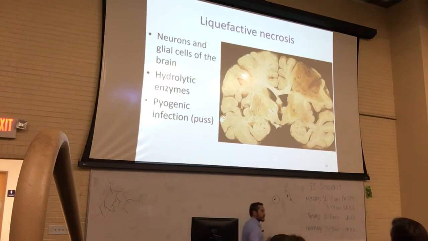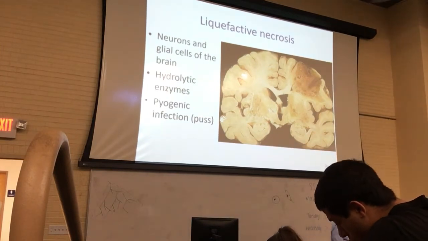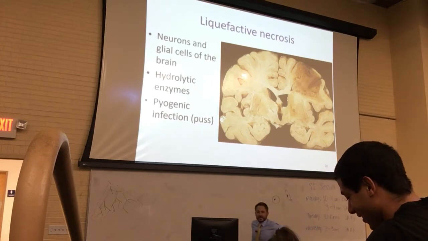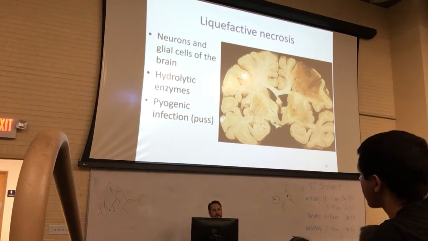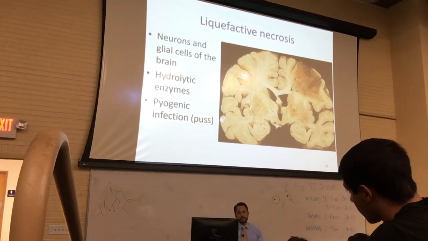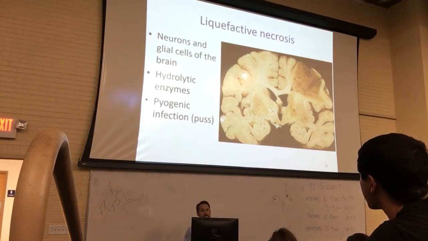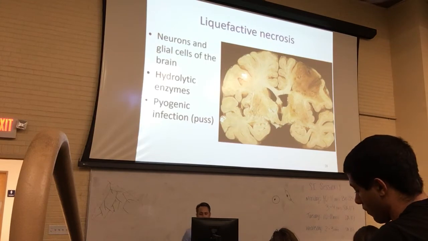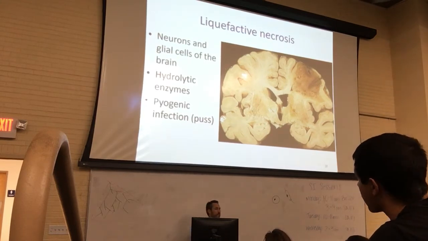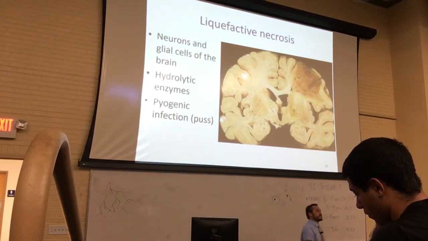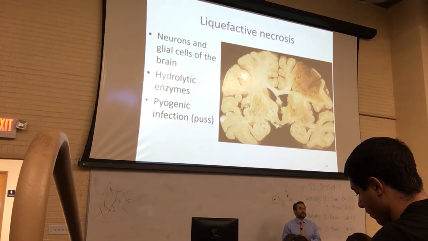Second type of necrosis, liquefactive. Who made up the name? I don't know, I don't have the detail. But liquefactive tends to target neurons and glial cells of the brain. There's a lot of hydrolytic enzymes that get released out of neural tissue. Those hydrolytic enzymes and the lipid content interact, and it creates kind of a mushy tissue. And that's where it gets its terminology of liquefactive.